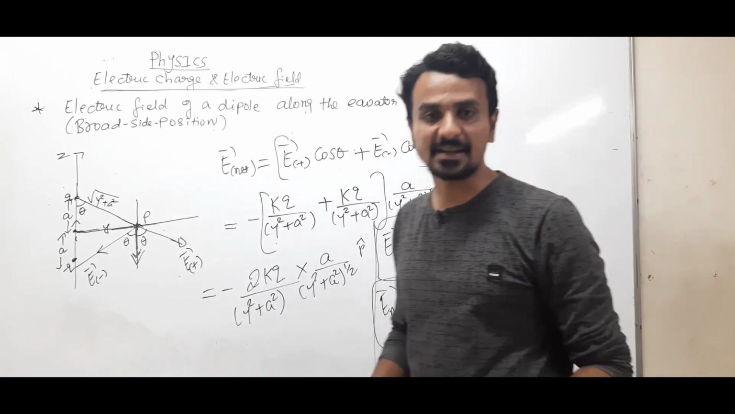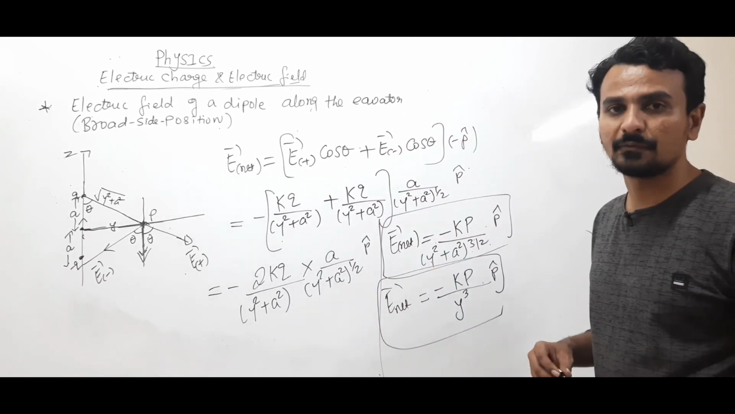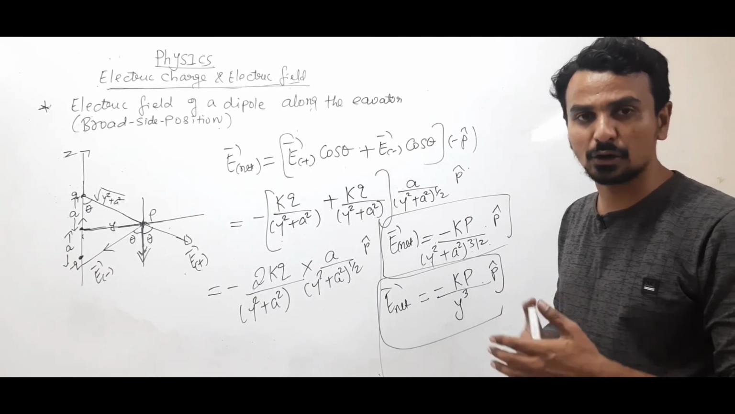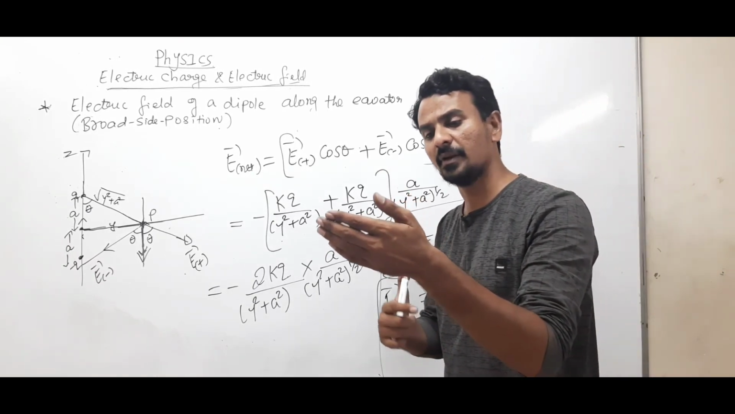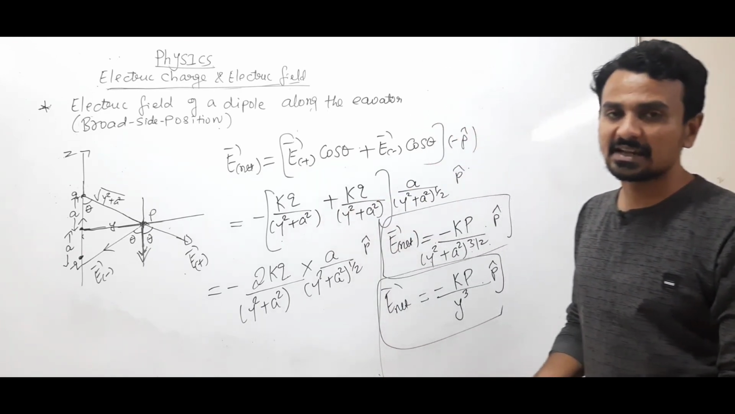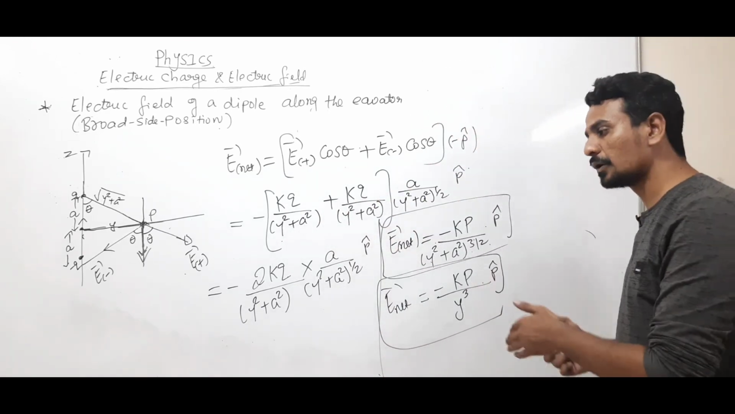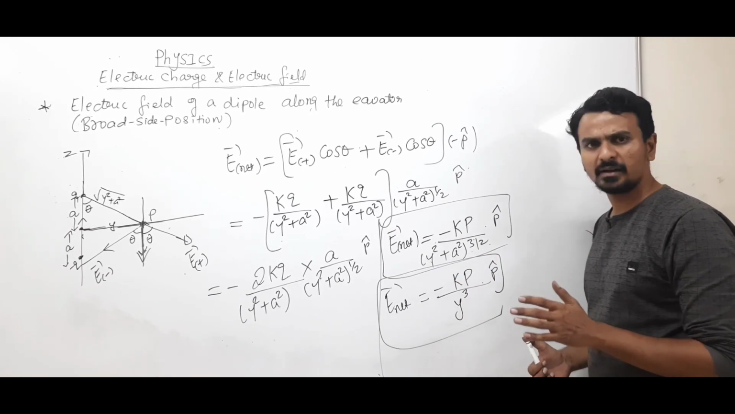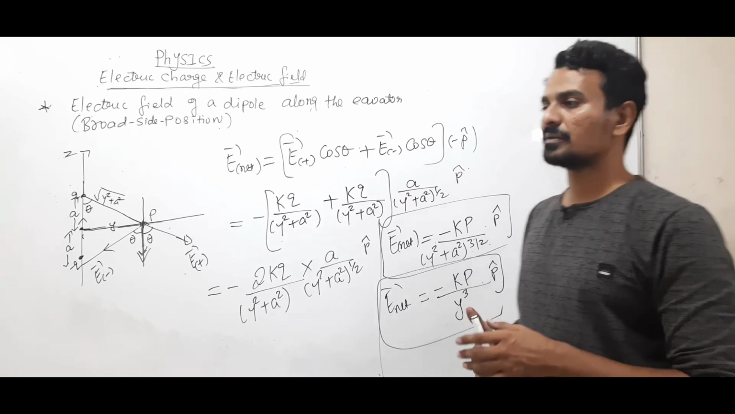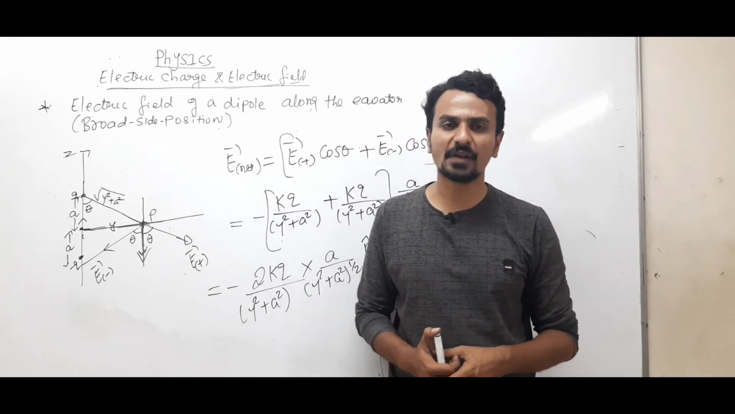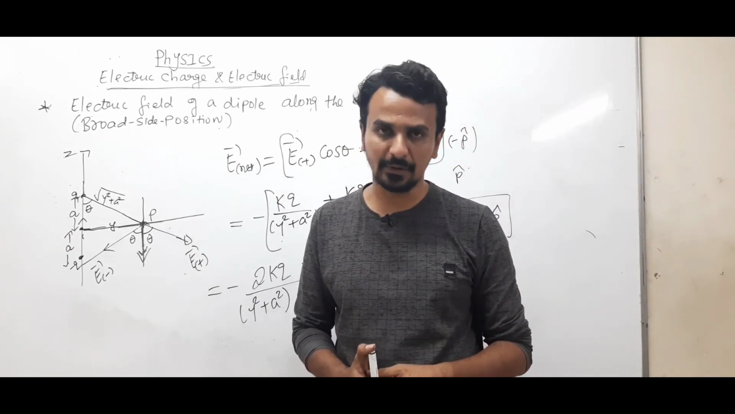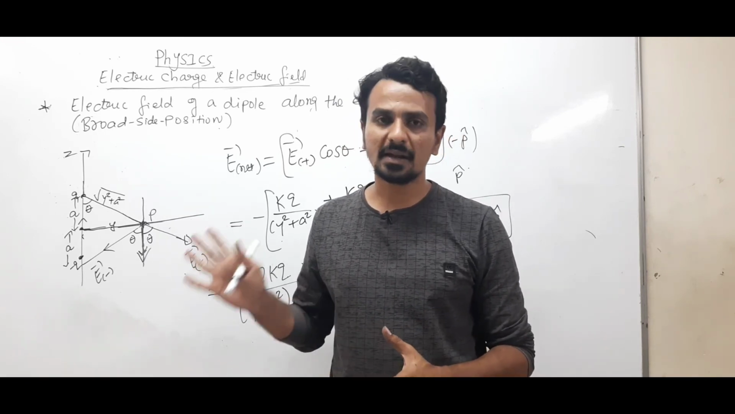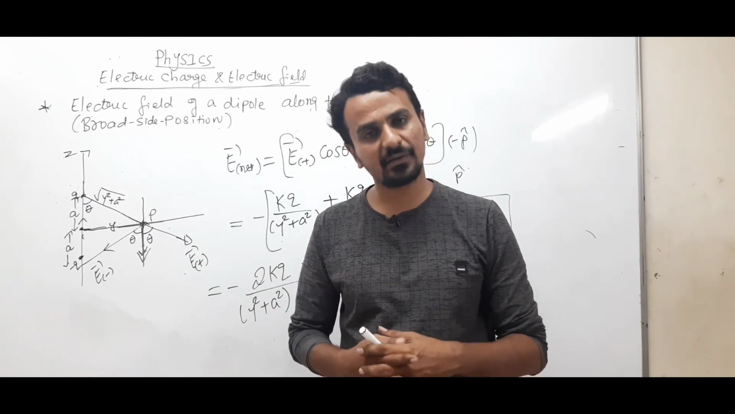For a dipole along the axis, we had the formula 2kp upon z cube. In that case also the electric field was changing as 1 by r cube, and in this case also the electric field is changing as 1 by r cube at far away distance. Clear? So this was all about the electric field because of a dipole along the axis and along the equator. So now in the next video we will solve the questions based on dipole placed on axis and equator.